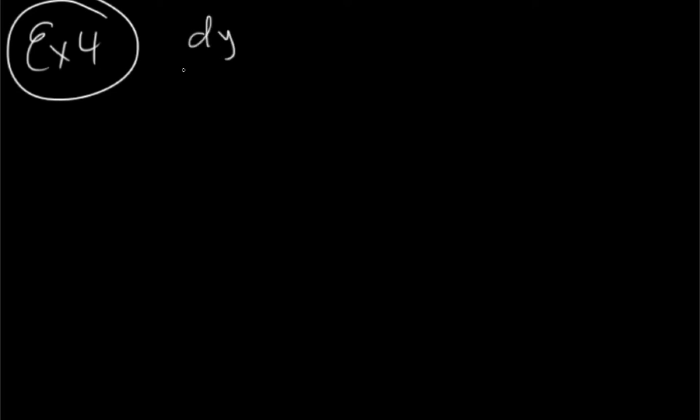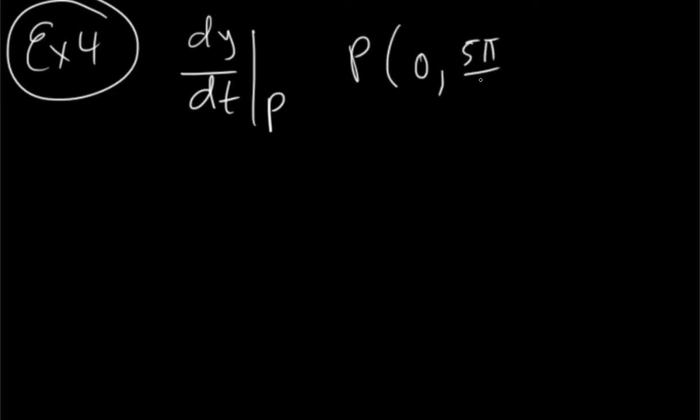Now we're going to look at example 4. Example 4 says calculate dy/dt at the point (0, 5π/2) on the following curve.